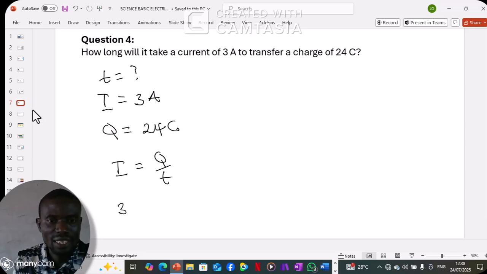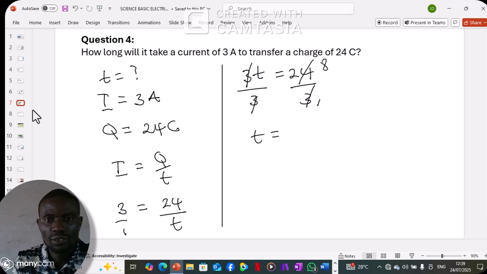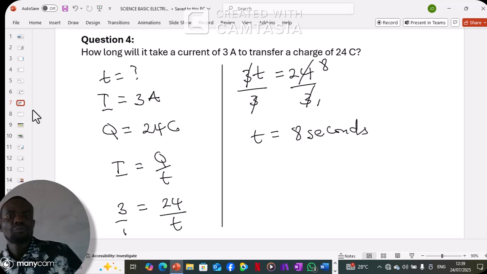So that is 3 equals 24 over time. It's time we are calculating now. When you cross multiply, you are going to have 3T equals 24. Now let's divide both sides by 3. So T will be 24 divided by 3, which is 8. So it's going to be 8 seconds.